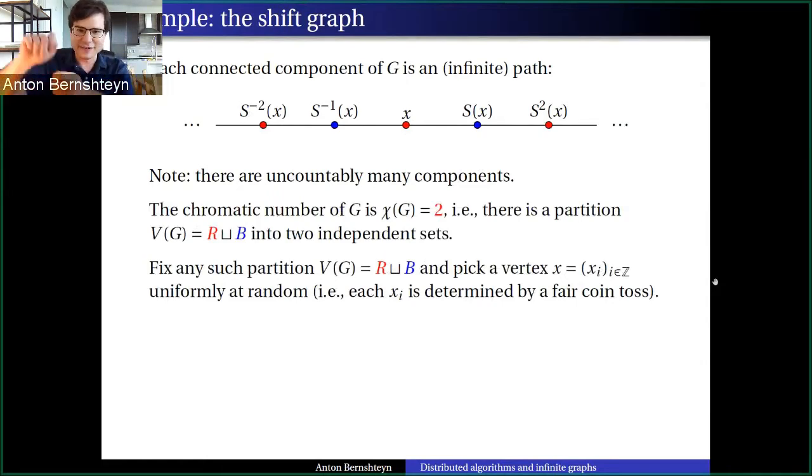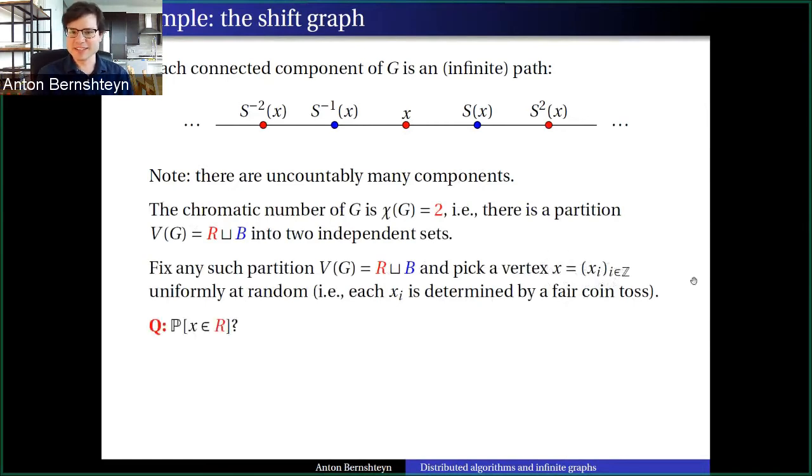And if a given coin is heads, then the corresponding value is 0. If it's tails, then it's 1. Right? This gives me a random infinite sequence of zeros and ones. So this is my vertex x. With probability 1, the sequence will be aperiodic. It's not hard to see. So really, I will, with probability 1, get a genuine vertex in my graph, which is this sequence.